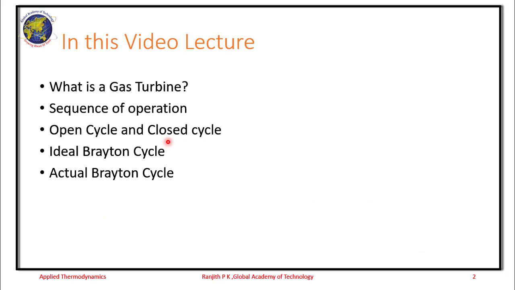In this video lecture, we are going to understand what a gas turbine is, what the sequence of operations of a gas turbine is, then we look at open and closed cycles, then we look at the efficiency of the ideal Brayton cycle, and then how the Brayton cycle works in an actual case and how it deviates from the ideal case. So let's dive into learning.